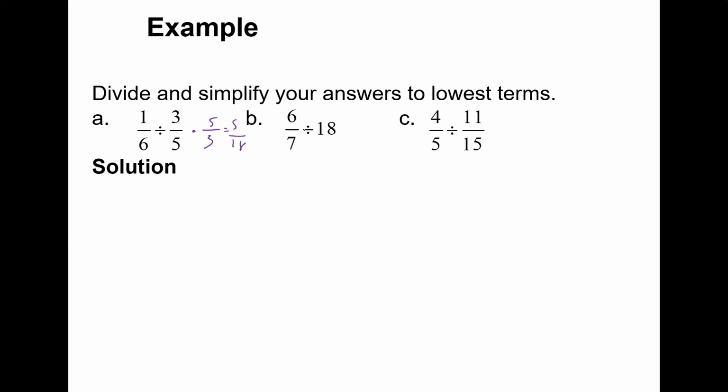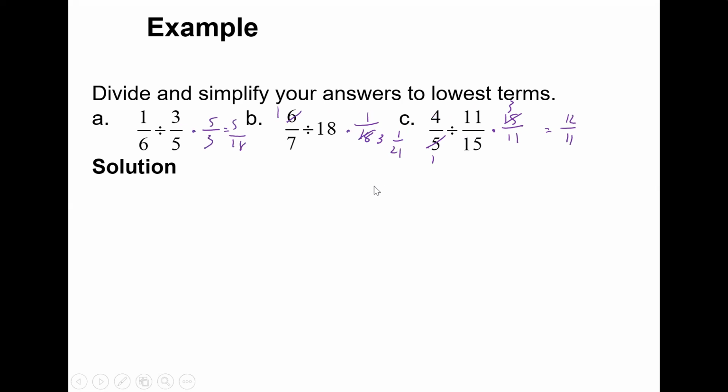Now here, when we change it to multiply, we're going to multiply by 1 over 18. Well, now 6 will go in here once. That will go in here 3 times. So now we have 1 over 21. Now when we multiply this one by the reciprocal, 15 over 11, well, 5 will go in here once. That'll go in here 3 times. We have 3 times 4, which is 12, 1 times 11, which is 11.